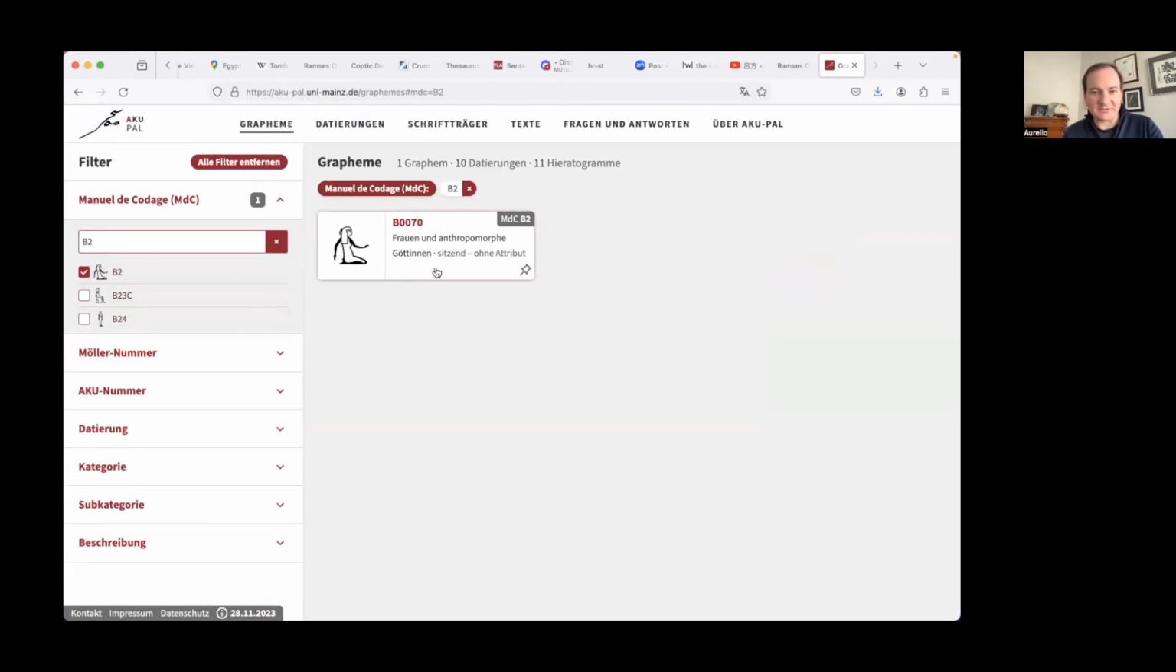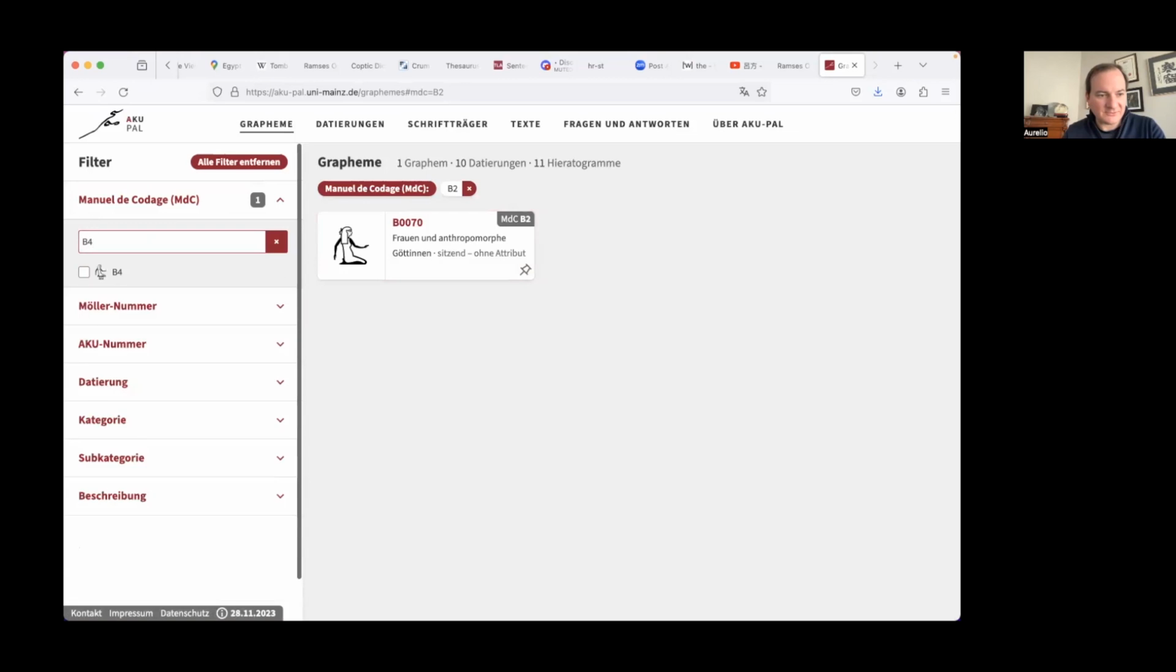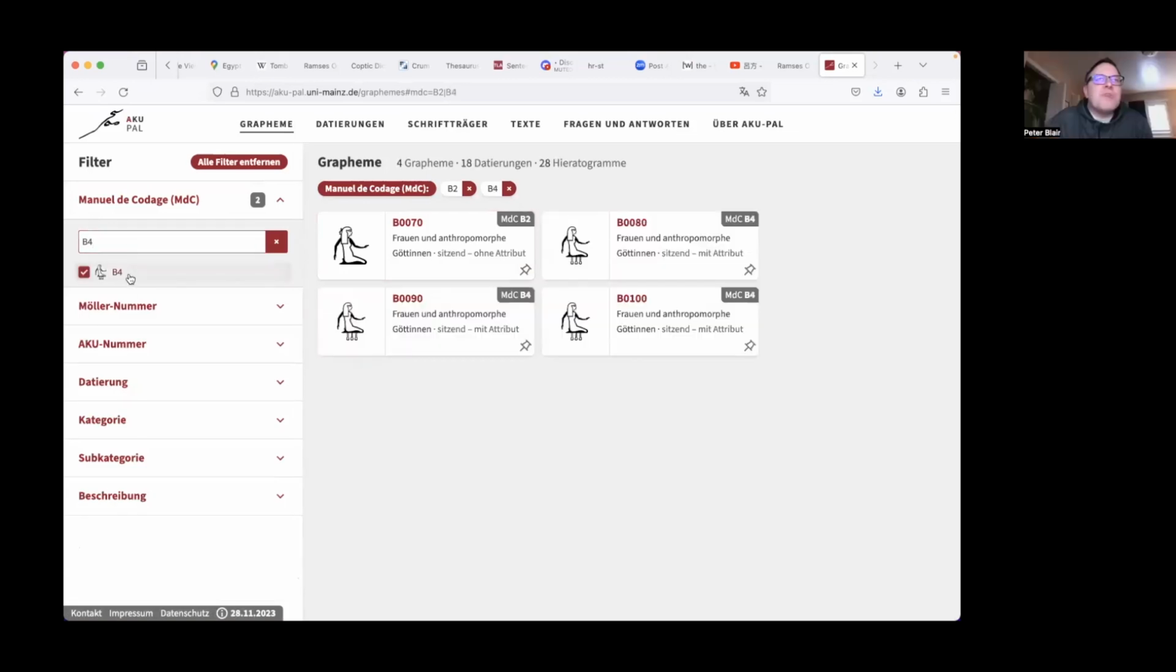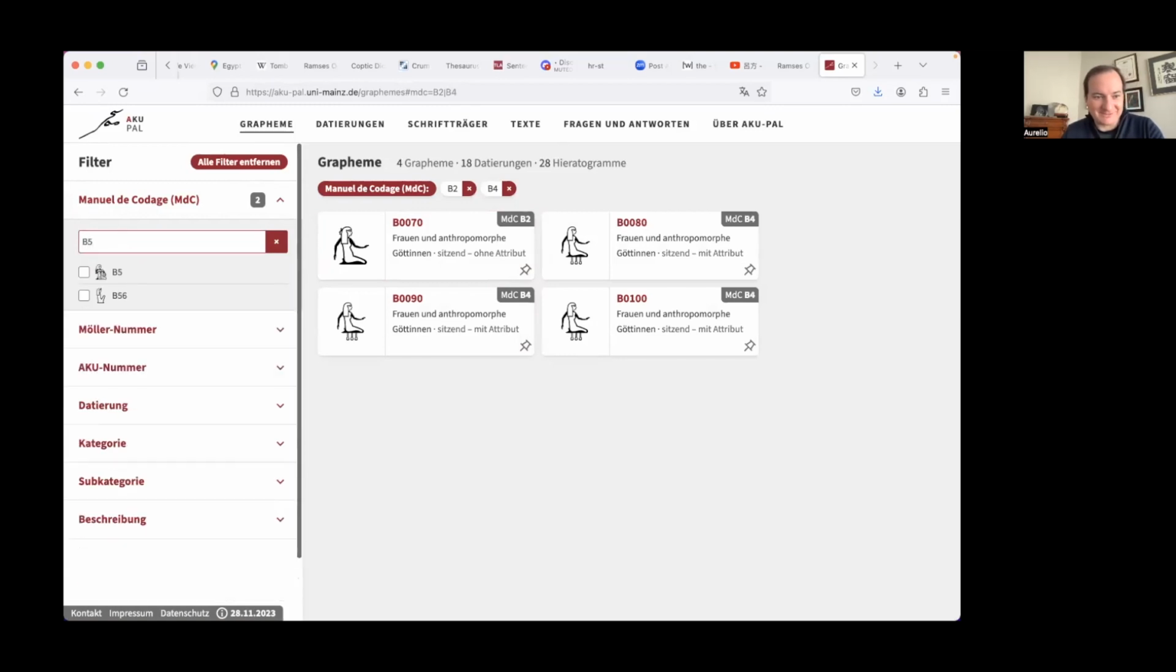I'm just going by what it says. Sitting, no attributes. So must be another one. B3, no, B4. Whatever that is. What is that? It looks like that's pregnant. She's crowning. Okay. Hang on, I just want to see what other choices there are.